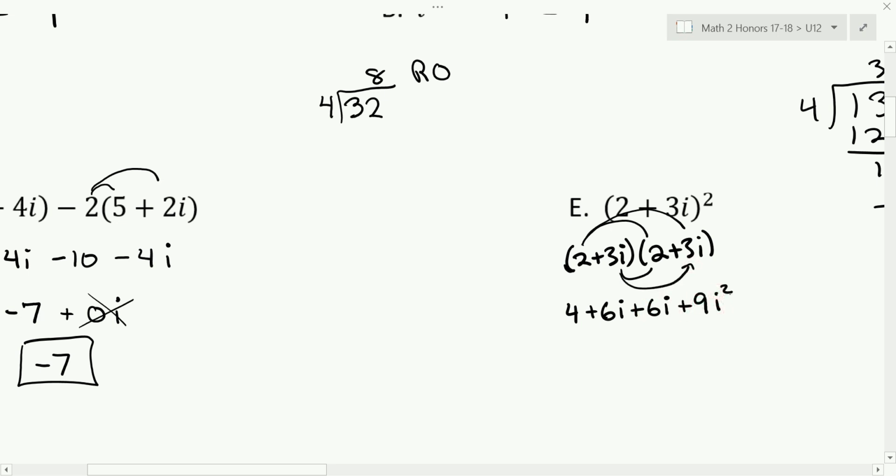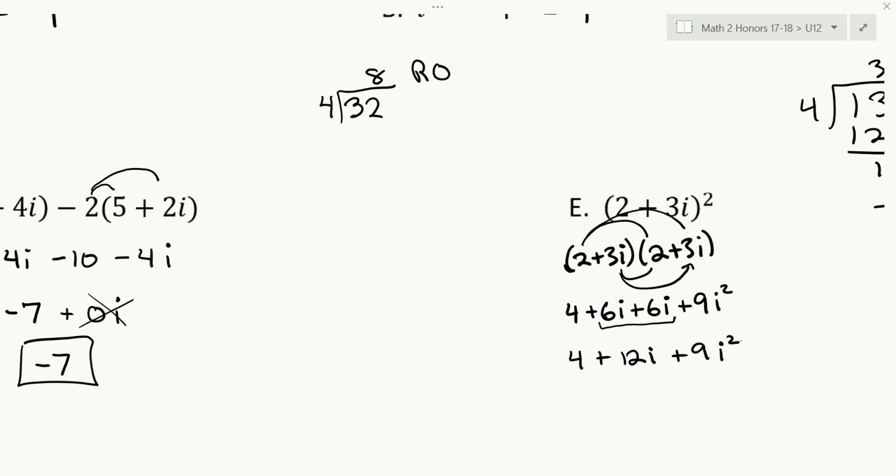So this is no different than if we had an x there or a y there. And then we combine like terms. We got a 6i plus a 6i, which is 4 plus 12i plus 9i squared. And normally that's where you would stop. But we never stop there with complex numbers. What's wrong with this?